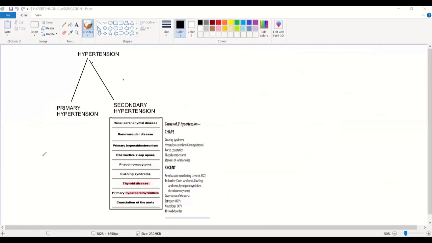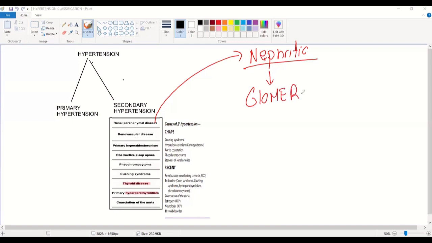Can you run over it one more time? Okay. So renal parenchymal disease or nephritic syndrome or glomerulonephritis, these are multiple names of the one thing. Okay. It will lead to damage to the glomerulus. So damage to the glomerulus leads to decreased GFR.